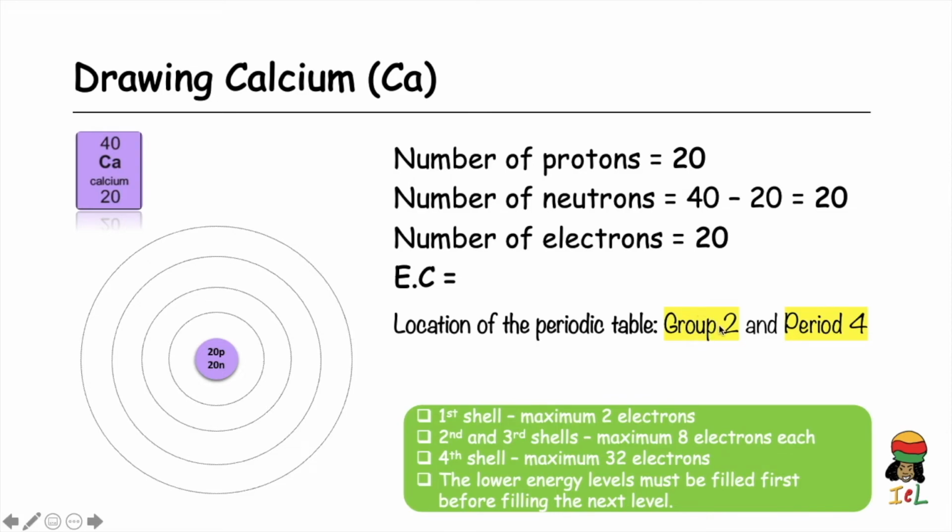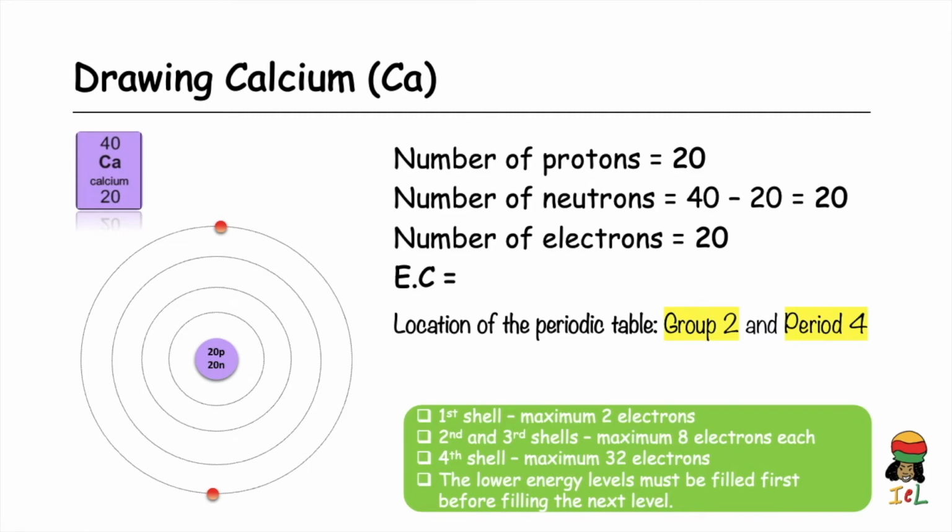Calcium is in group 2. Therefore, there are 2 electrons on the last shell. So we'll draw those 2 electrons on the last shell, which is the 4th shell in the case of calcium. For the 4th shell to have electrons on it, this means that all the inner lying shells, 1, 2, and 3, contain their maximum number of electrons.